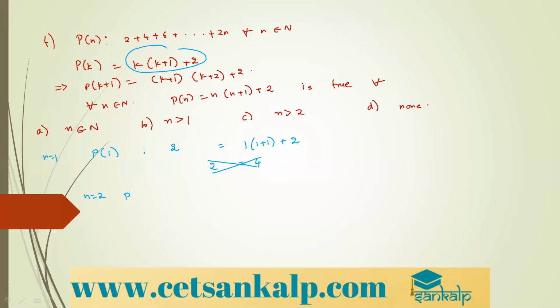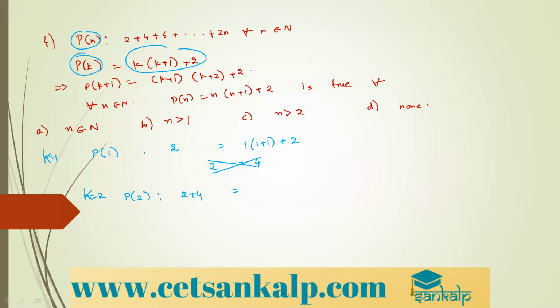I'll put n equal to 2. So P of 2 will be 2 plus 4. Whereas in the formula, we can take k equal to 1, k equal to 2, because the statement is P of k.